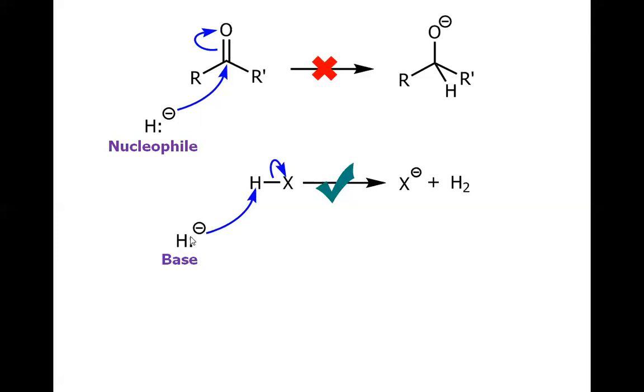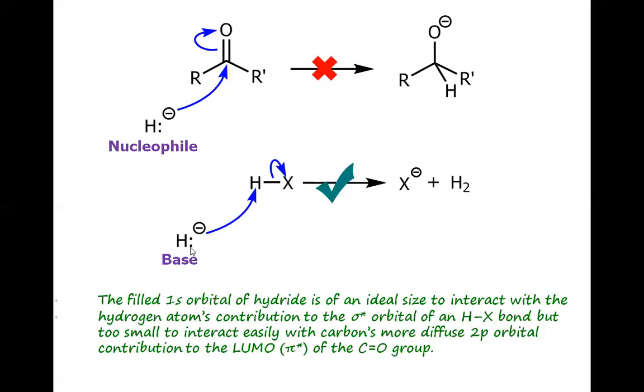What makes hydride serve as a base and not as a nucleophile? It is hidden in its electronic structure, because we know that the hydride has the filled 1s orbital, which is of the ideal size to interact with the sigma star orbital of the HX bond, and we know that the formation and breakage of a bond is based on orbital overlap, and then the breakage of X occurs. However, the nucleophilic behavior of hydride does not happen, because this filled 1s orbital is not compatible enough with the anti-bonding orbital of the carbonyl, which is called the pi star orbital.